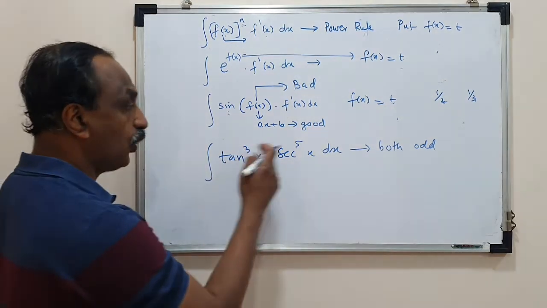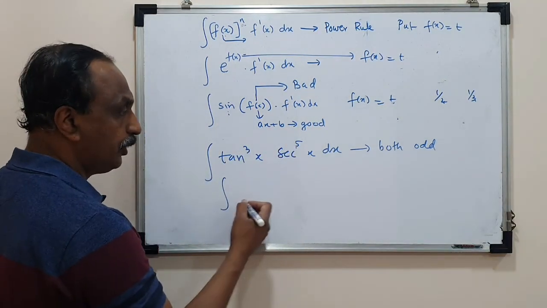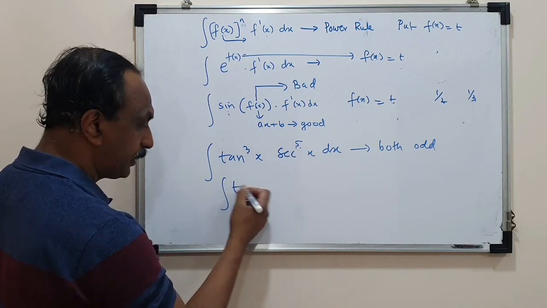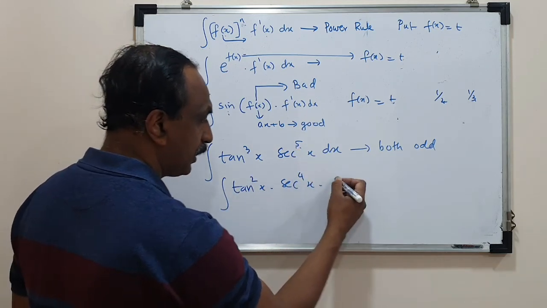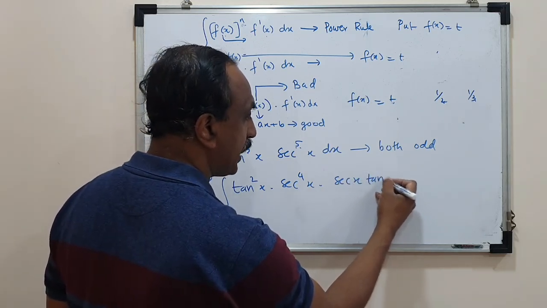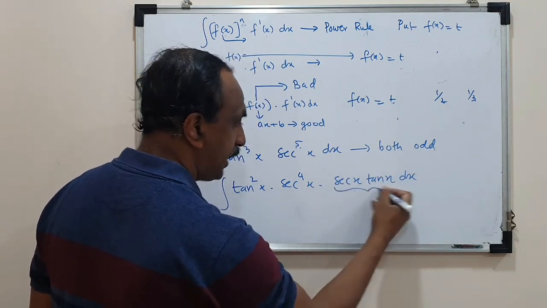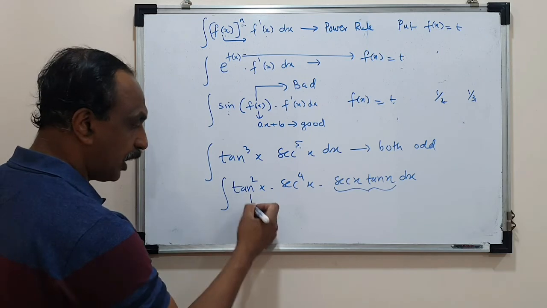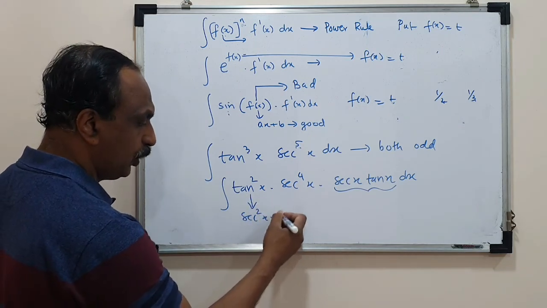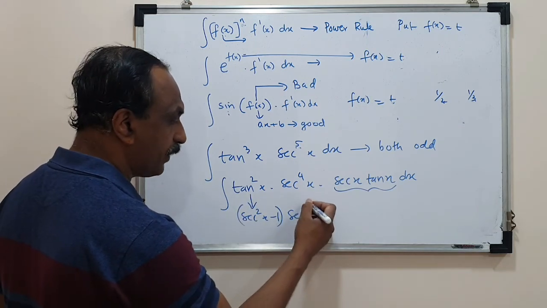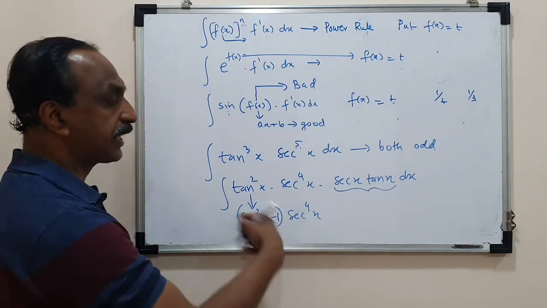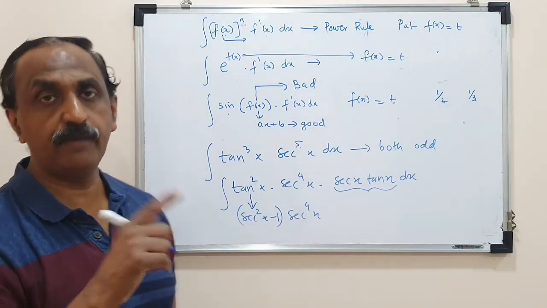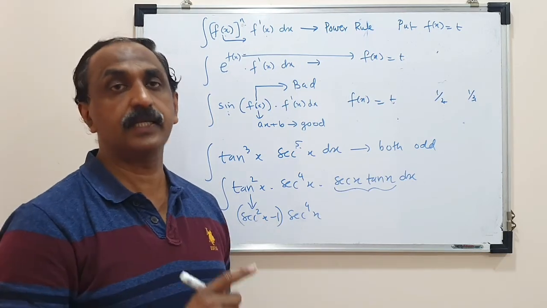So when both are odd, you should make them even first. Make them into even. Then you see that sec x tan x becomes extra. And this is the derivative of sec x. So convert this into sec x. So every term is converted as a function of sec. Derivative of sec x is present. So you will put sec x as t. So this is how we have to manipulate every time and get the answer.